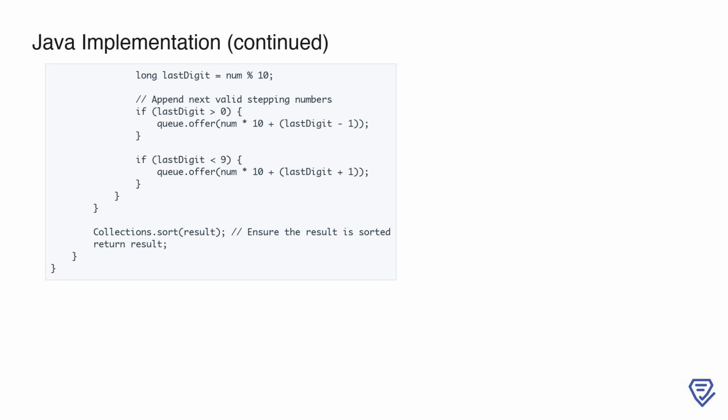Once the queue is empty and all possible stepping numbers have been processed, we sort the result list to ensure the numbers are in ascending order, as required. Finally, we return the result list containing all stepping numbers within the specified range.